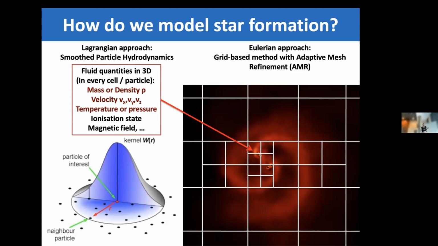Yeah, so I think in general, it's a very good method if you have a high dynamic range in density and spatial scale. And then there is the Eulerian approach where you take your volume and you just split it up into cells. You can do this in 2D, 3D, even 1D. Yeah, also SPH you can do in all dimensions if you want.